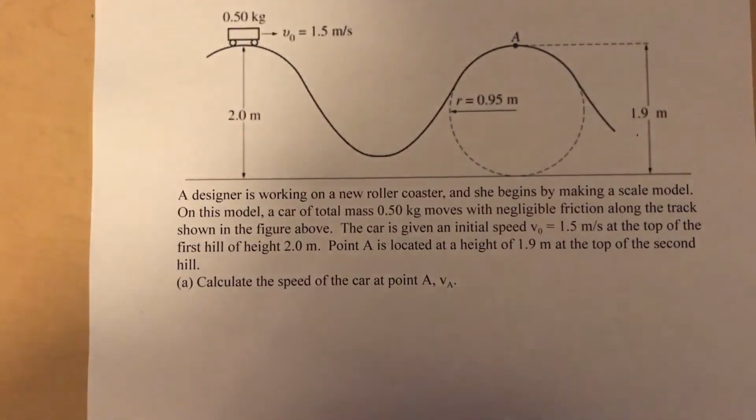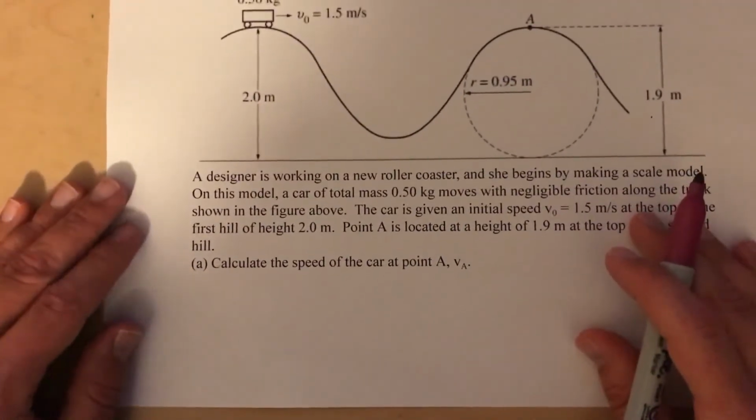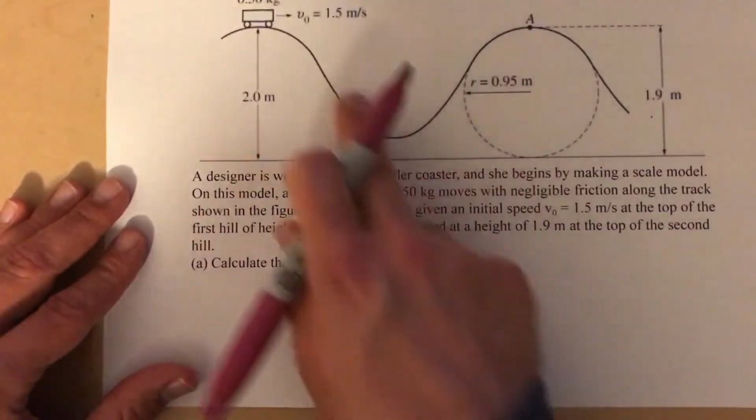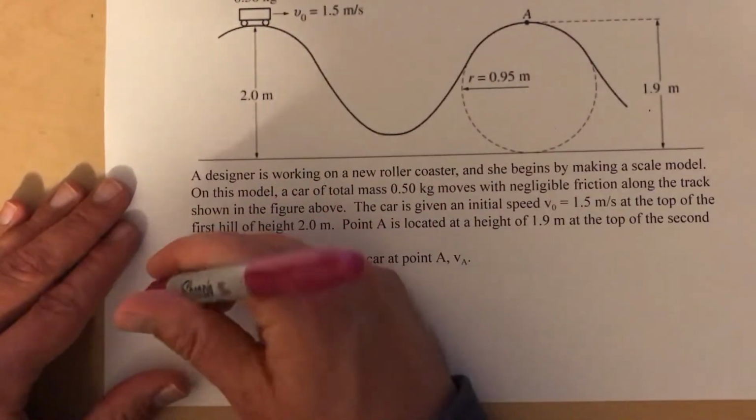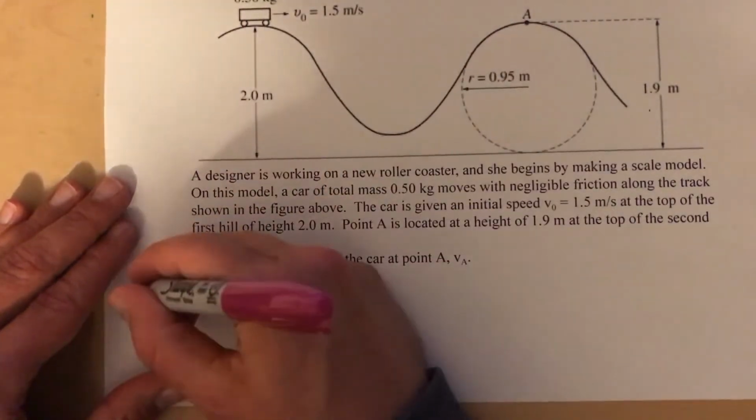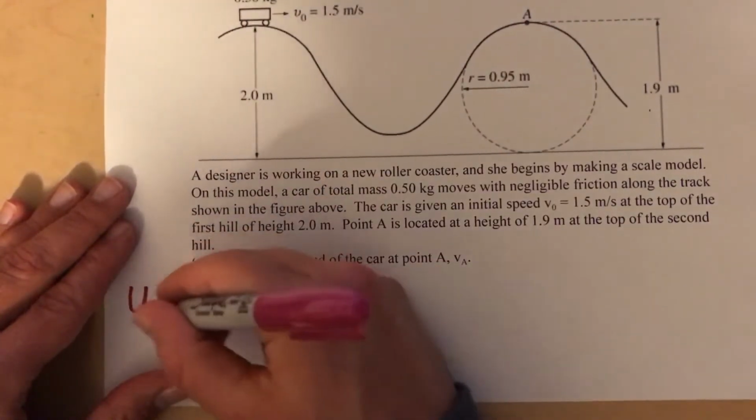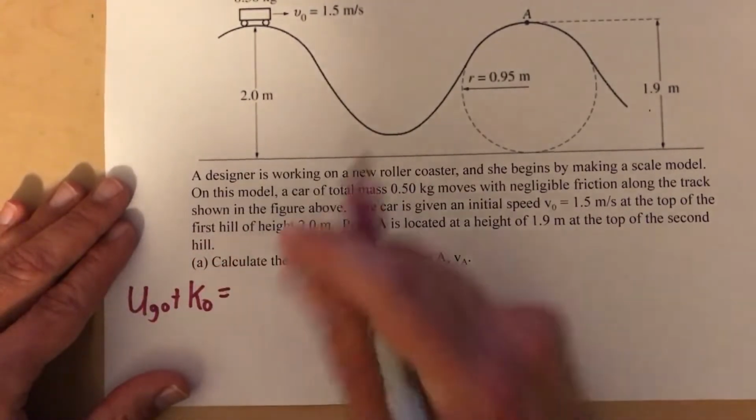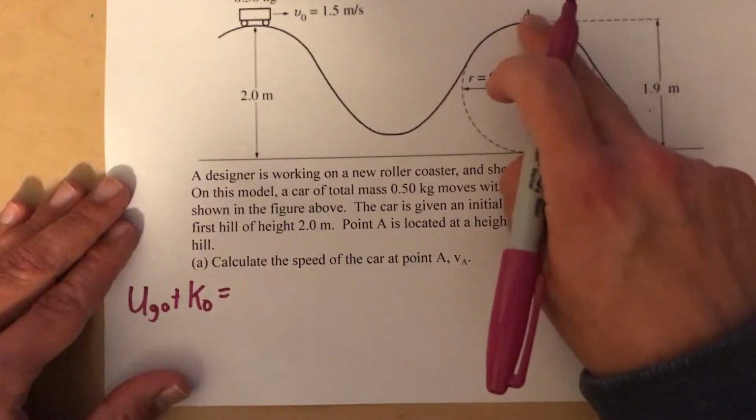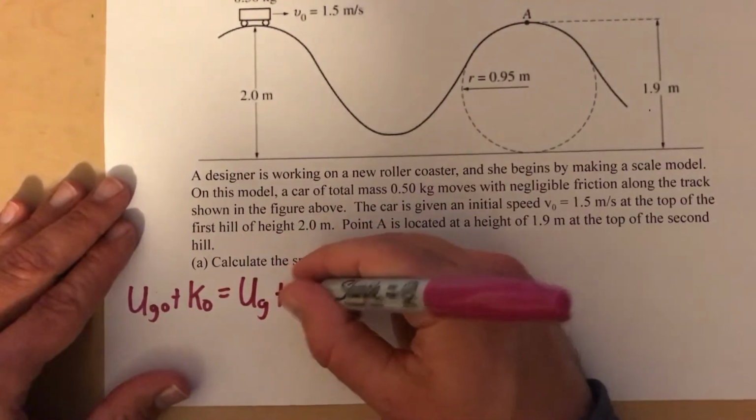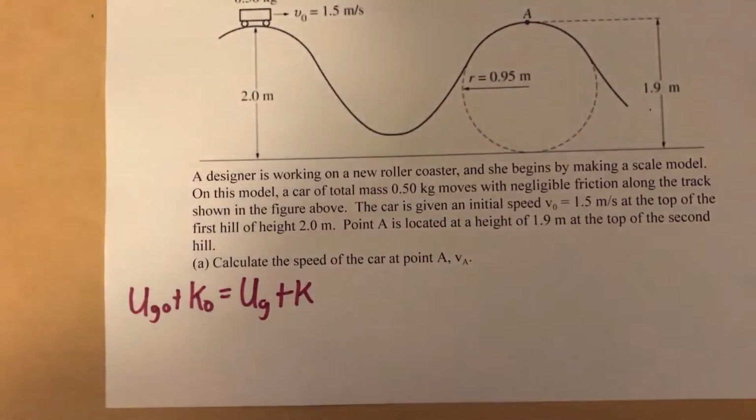So let's find VA there. The first thing you need to realize is that this is conservation of energy, if something moves and it goes from one height to another. So always think about what energies you have in the beginning and what energies you have in the end. In the beginning, we've got some gravitational potential energy and some kinetic energy. And then as we roll down over here we'll also have some gravitational potential energy and also some kinetic energy there.